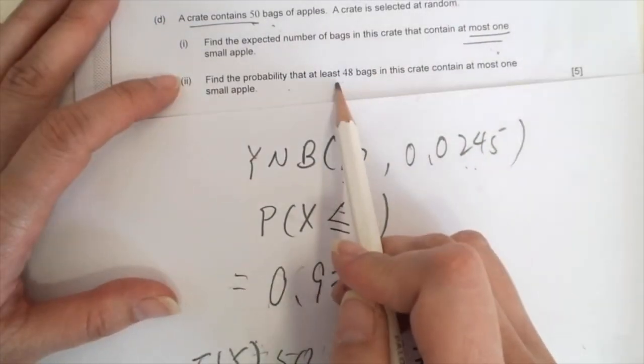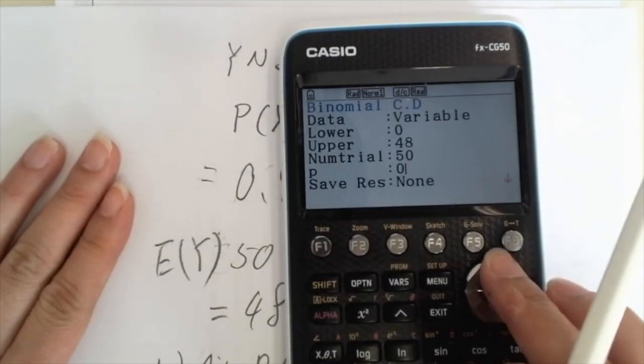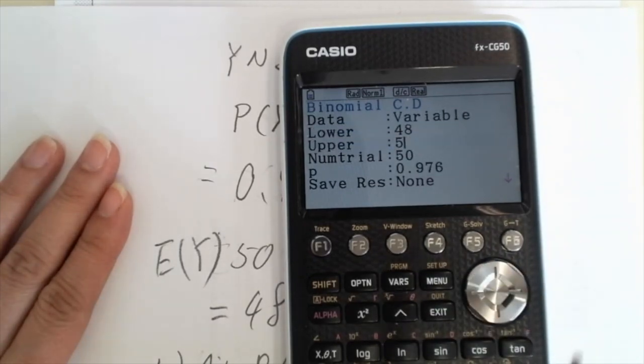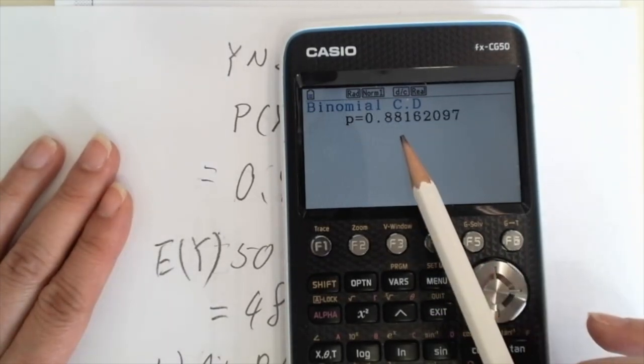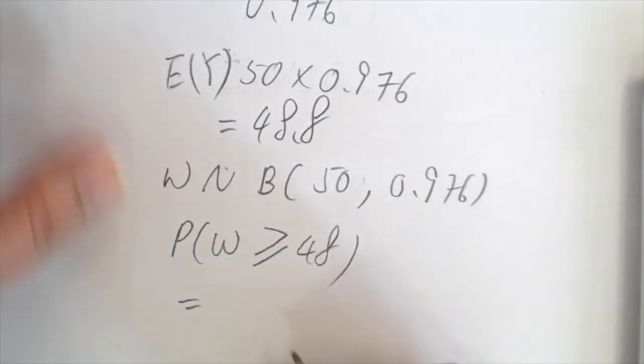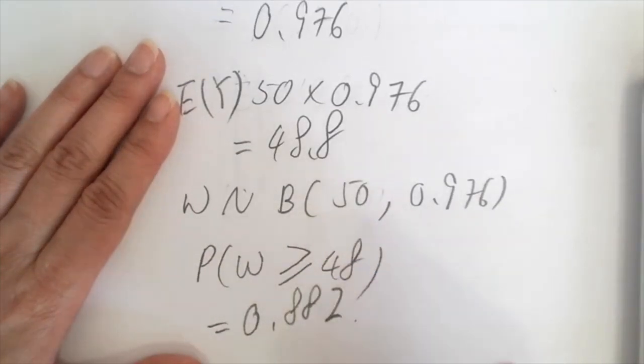Sorry, I need to know. At least 48. Sorry, the lower is 48, the upper is 50. Yeah, and that's our answer there. So at least 48. So be careful with that. And then the probability should be 0.882 as requested. And this is our answer.